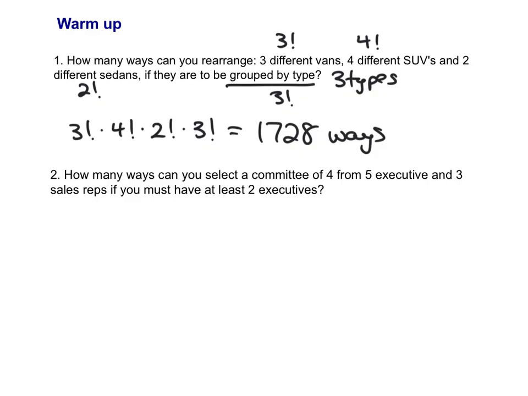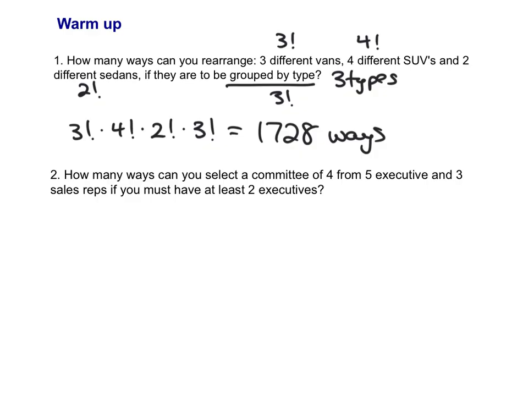How many ways can you select a committee of 4 from 5 executives and 3 sales reps if you have to have at least 2 executives? Remember, at least 2 means there needs to be 2 or 3 or 4. The most efficient way to look at this, of course, is the, words are hard, the reciprocal way.